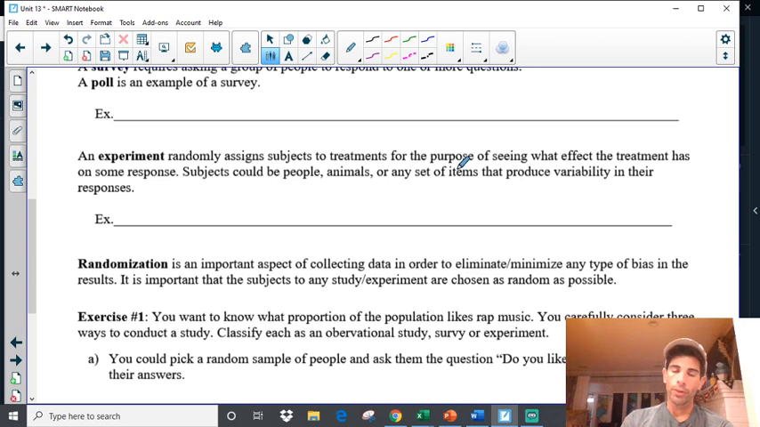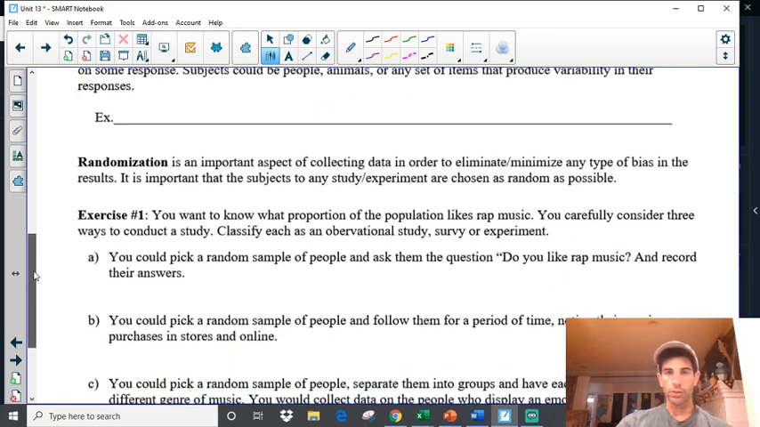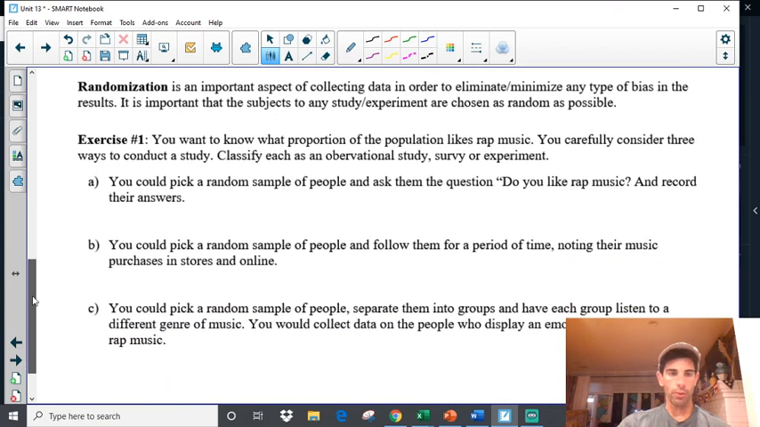What's really important when you do any type of experiment or any type of study, no matter what, it has to be randomized. You can't specifically target a group to try to favor an outcome. So randomization is an important aspect of collecting data in order to eliminate or minimize any type of bias in the result. So it's important that subjects to any study or experiment are chosen as random as possible. So let's do a couple practices and see how we're doing with this.